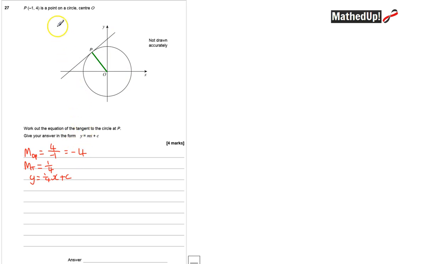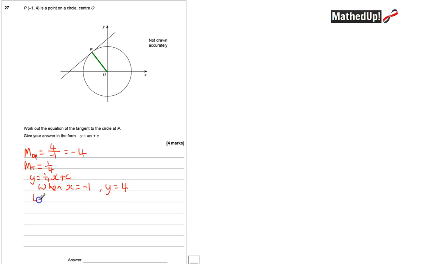Right, now I know that it goes through the point -1, 4, so I know when x is equal to -1, y is equal to 4, so I can use that to work out the particular solution for when it goes through that point. So at the moment this is all of the lines that have a gradient of a quarter. So when x is equal to -1, y is equal to 4. So I can substitute that information in to work out what c is.